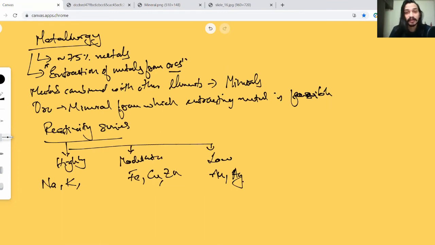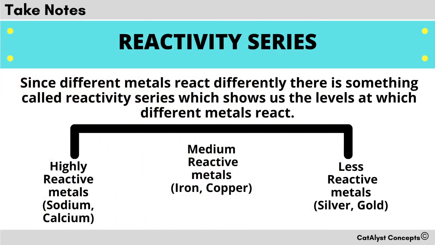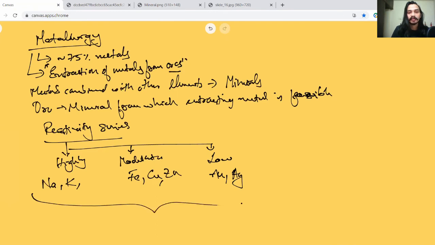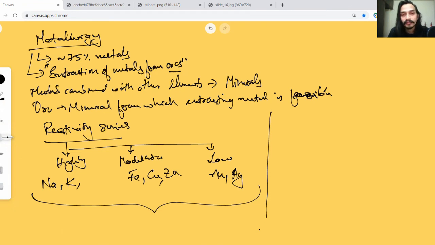There is also a chance of finding low reactive metals in their pure form. Highly and moderately reactive metals you'll almost never find in the pure form. Actually, never will you find them in the pure form in nature. But gold and silver, you might find tiny amounts of pure metal in nature, just because they're very low reactive. So depending on each of these, we'll have different processes. In the next class, we'll be talking about the process that is followed when it comes to extracting these metals from all of these ores.